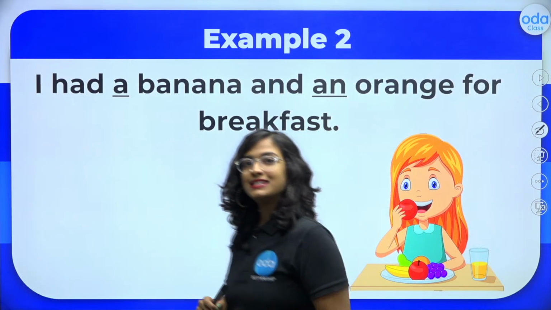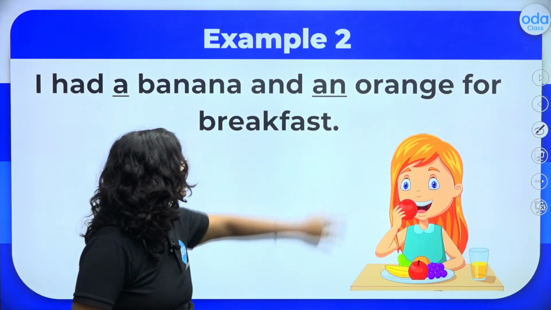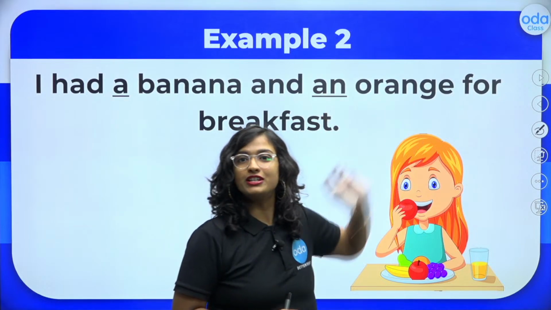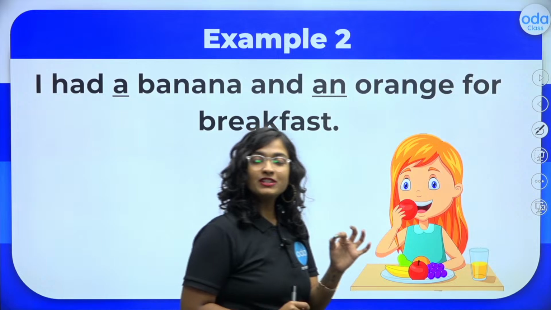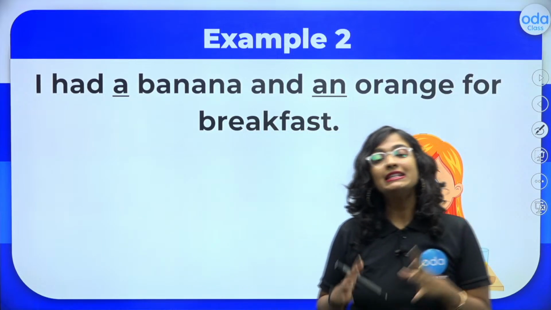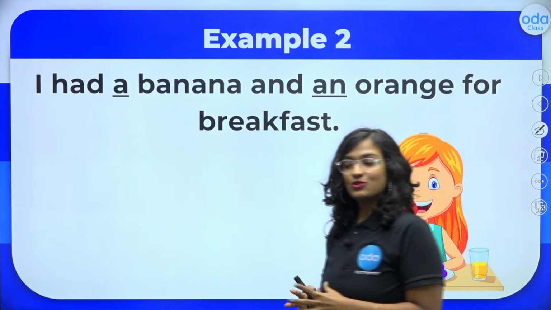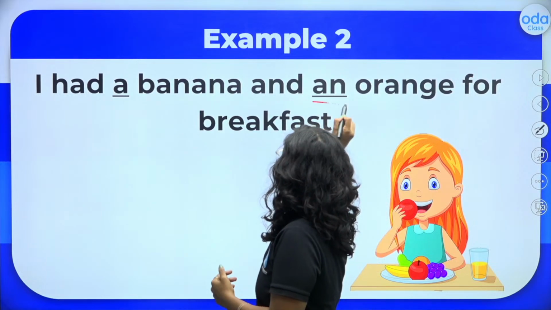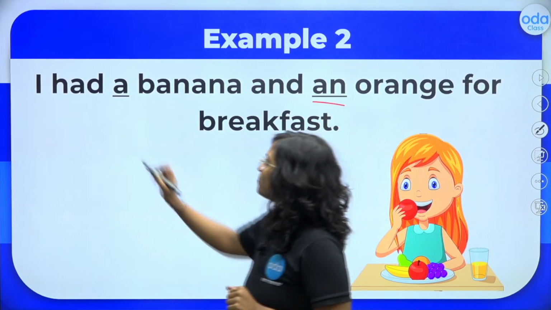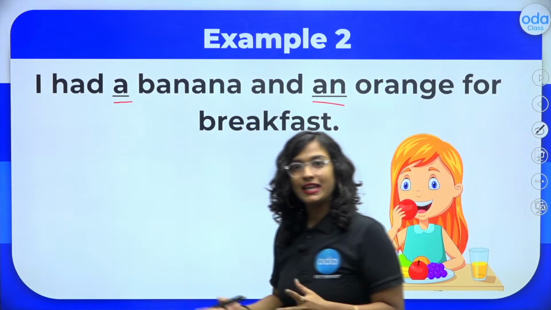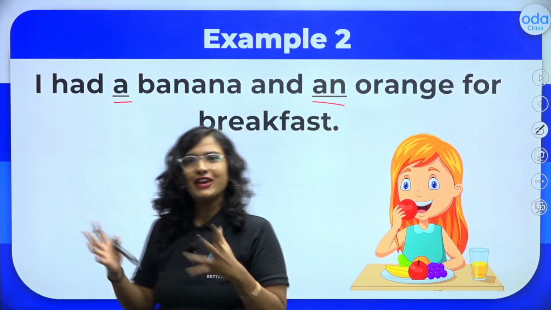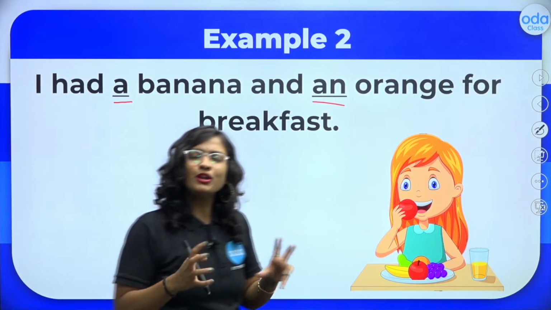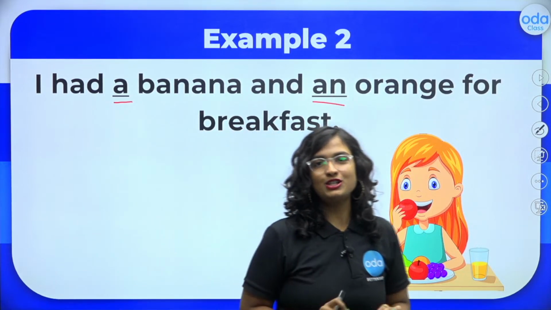On the other hand, let's look at our second one. We say an orange because orange starts with o, right? And o, my dear kids, is a vowel sound. So that is why before orange, we use an, but before banana, we use our article a. Now, students, this is very simple. So let's try a couple of quizzes testing this basic knowledge.